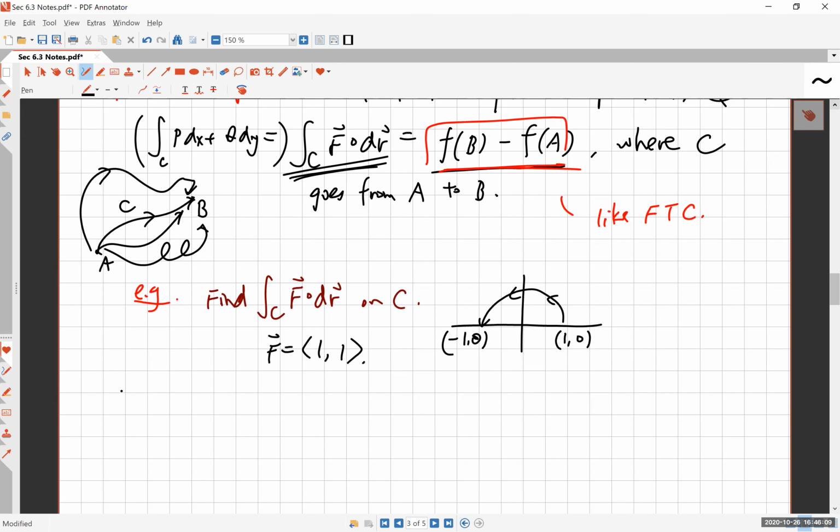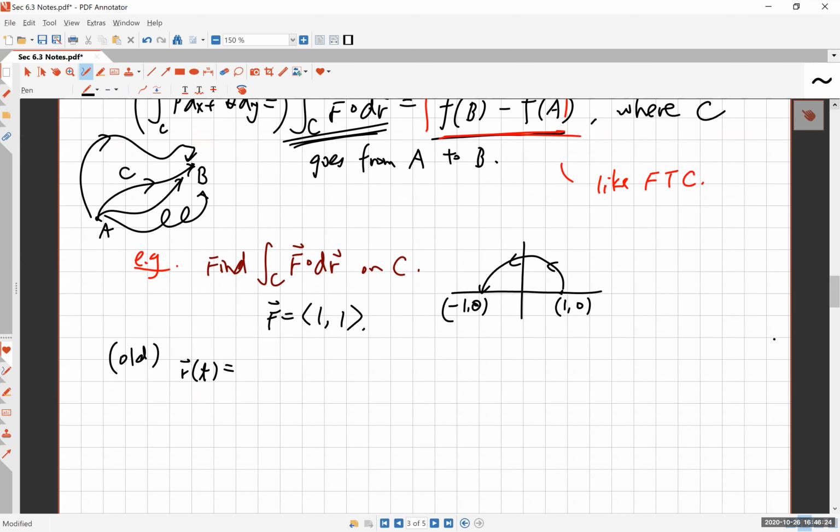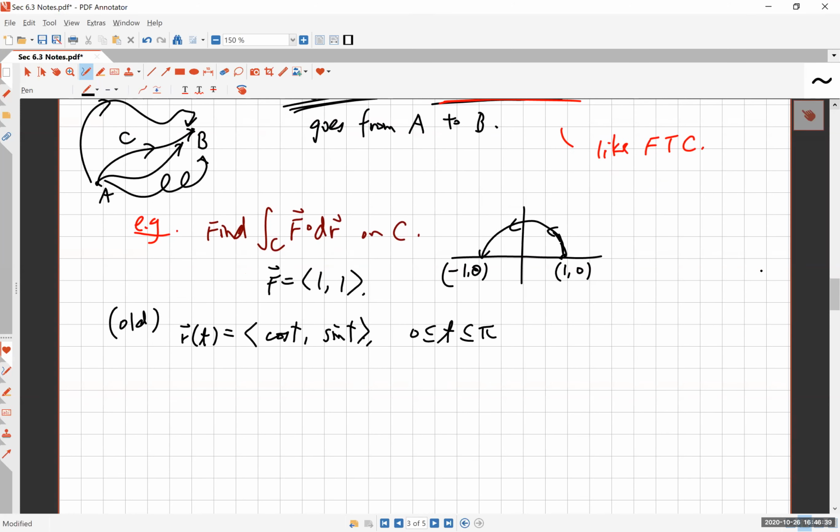Now, here's the old way of doing this. If you didn't have the fundamental theorem of line integrals, what you would have to do is parameterize this curve. You know how to parameterize this curve. This is supposed to be a circle, right? Let's say it's r(t) = (cosine t, sine t), as t goes from 0 to what? Yeah, pi, because it's half the circle, a semicircle.